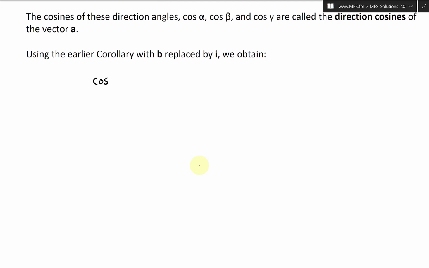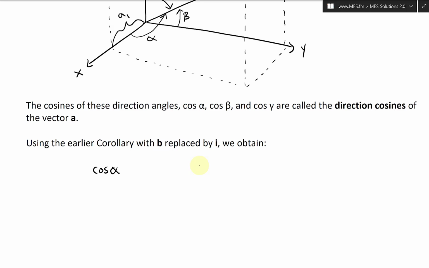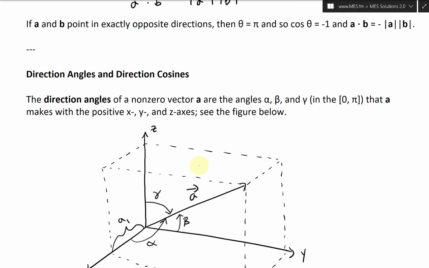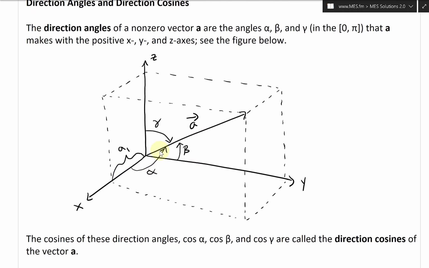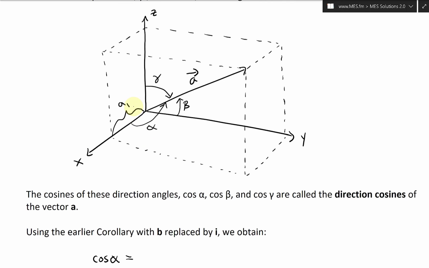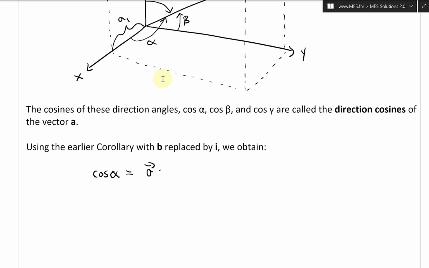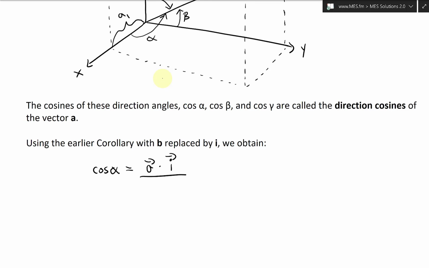So cosine alpha. We're going to replace that out, and we're going to write cosine alpha instead of cosine theta. Cosine alpha here is equal to, and then we're going to use the I vector, this part right here. The A vector dot the I vector, and then this is going to be divided by the A length, and then the I length.